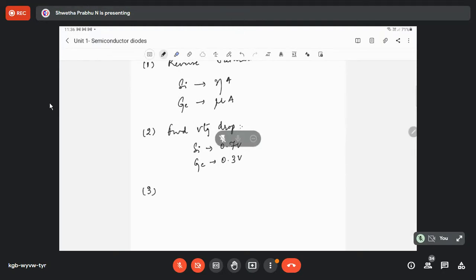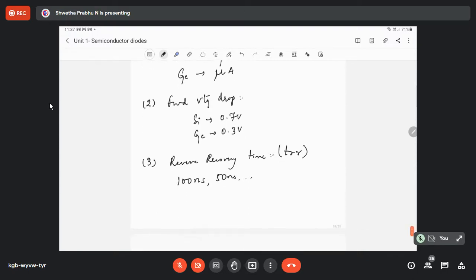The third specification, reverse recovery time. The specifications can be either 100 nanoseconds, 50 nanoseconds, and so forth. Coming to the fourth specification, that is power dissipation. It can be 1 watt, 2 watts, etc.